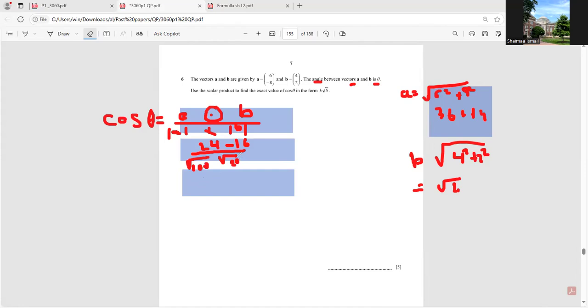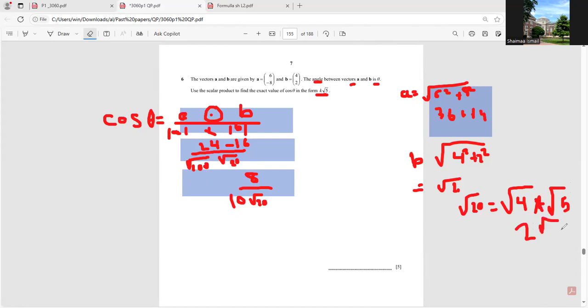And actually root 24 minus 16, which equals 8, dividing by root 100, which equals 10, root 20. Okay, don't leave the root like this. He asks you in the form of k root 5, so we need to apply root 5. So root 20 will be equal to root 4 multiplied by root 5, and root 4 equals 2, so it is 2 root 5.